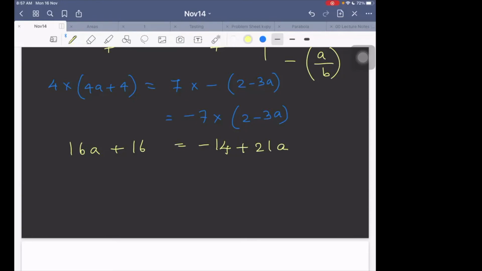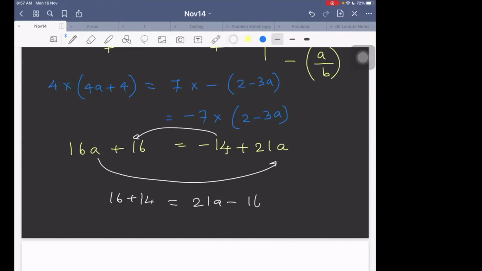So bring 16 to the other side, 14 to this side. So 16 plus 14 is going to be 21a minus 16a, which is 5a. And this is 30. 30 is equal to 5a. And your a is equal to 30 divided by 5, which is 6. 6 is our answer. Shall we move on to the next question?